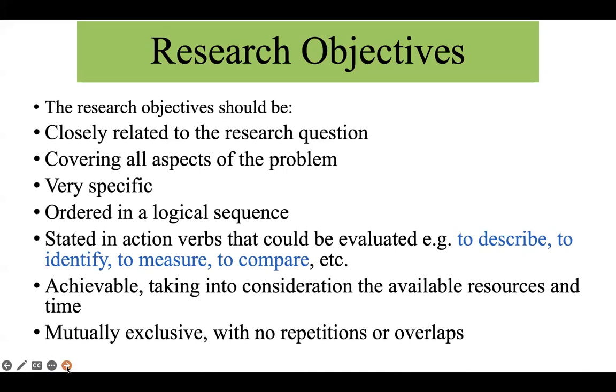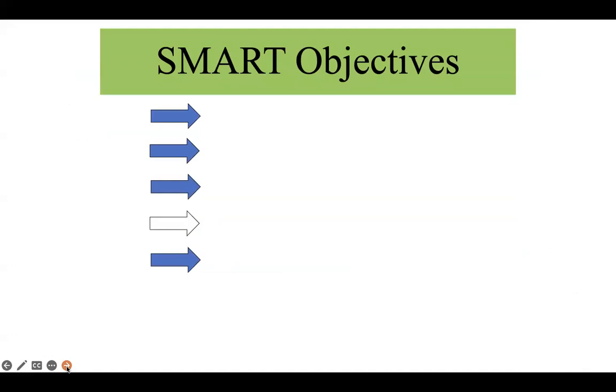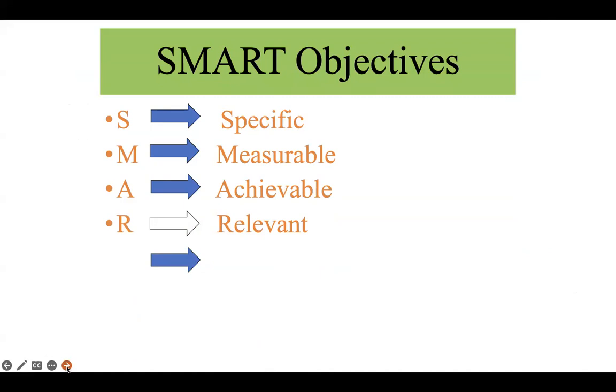So this should be S for specific, M for measurable, A for achievable, R for relevant, and T for time bound. It should be time bound. These are the five characteristics of research objectives.